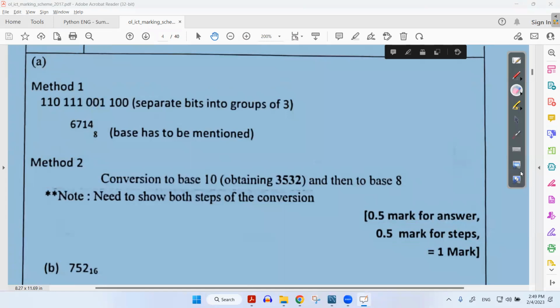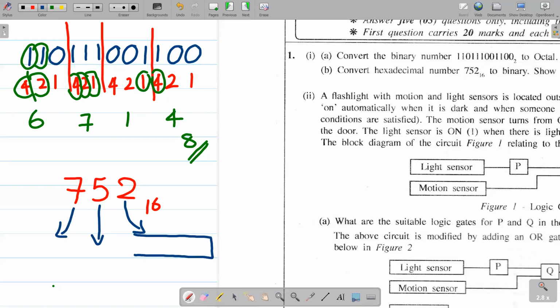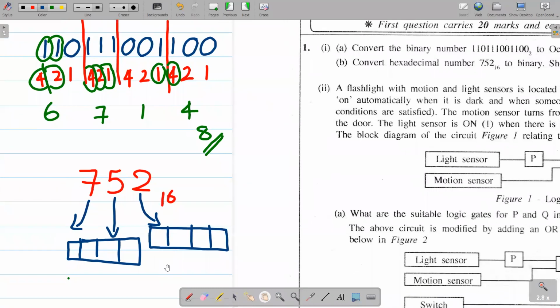For the next question, the answer is going to be 752 in hexadecimal. So they are asking to convert the hexadecimal number 752 to binary. How are we going to do this? This is in hexadecimal. When we are converting this into binary values, we are going to write each and every symbol of the hexadecimal as a 4-bit value, or a 4-bit group, right? So it's going to give you something like this.